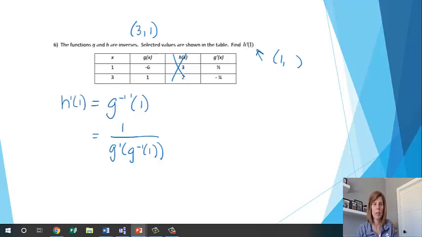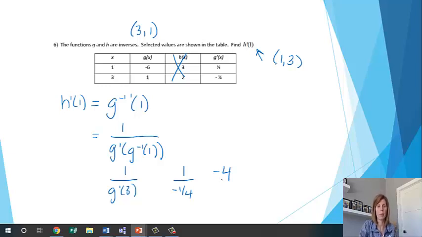Okay, so 3, 1 is on my original function. 1, 3 is on my inverse. So the inverse at 1 is 3. So I'm going to have 1 over g prime of 3. Now we just get to look at the original function. We're done looking at the inverse. So g prime of 3, when x is equal to 3, what is g prime? G prime is equal to negative 1/4. So I'm going to have 1 over negative 1/4. 1 divided by 1/4 is 4. And of course, a positive divided by a negative is a negative. So you should get negative 4.